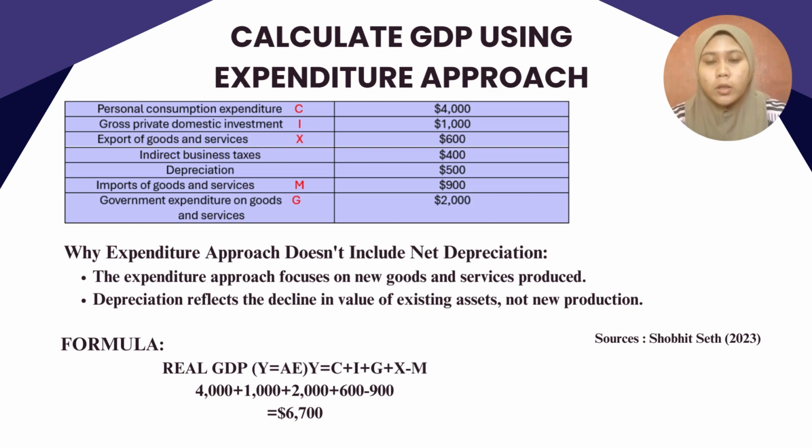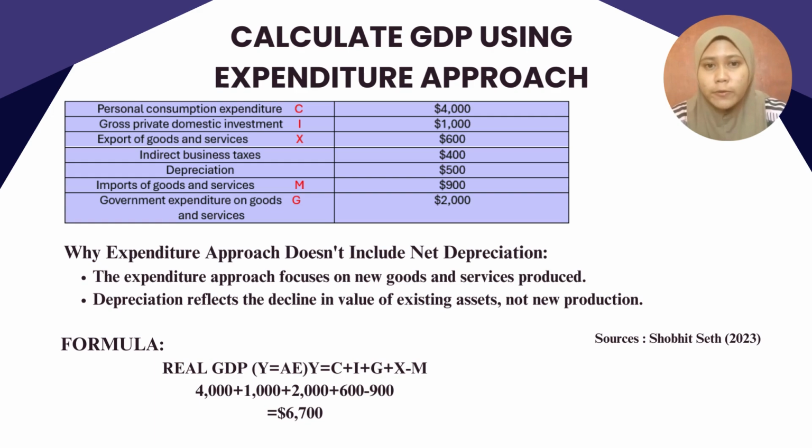This is how to calculate GDP using the expenditure approach. First, you need to find consumption, investment, government, export, and import. If you already find all of these components, you can calculate the expenditure. What you need to do is consumption plus investment plus government plus export minus import. So 4,000 plus 1,000 plus 2,000 plus 600 minus 900 equals 6,700.